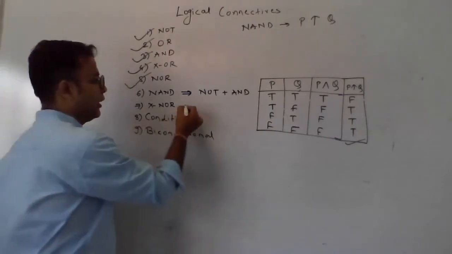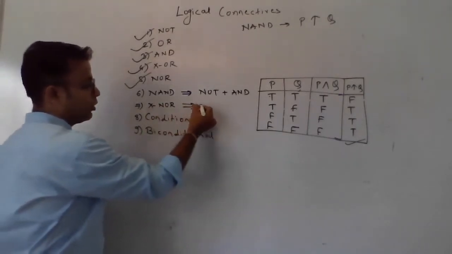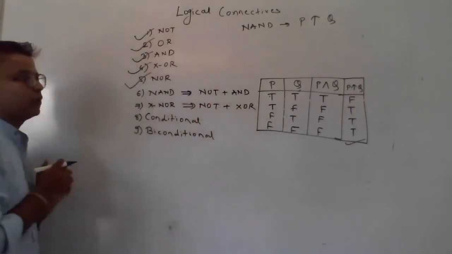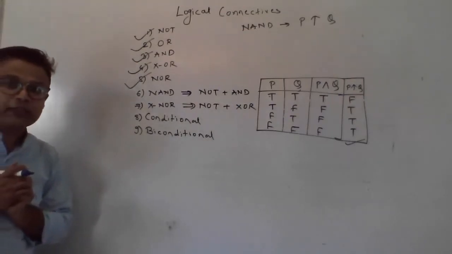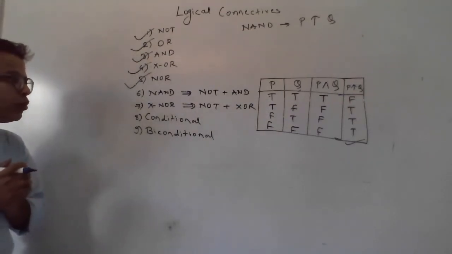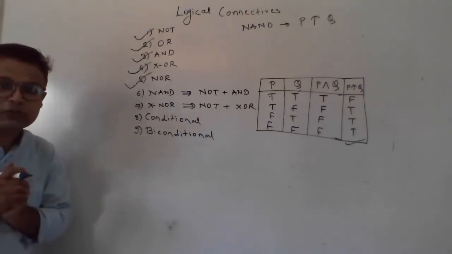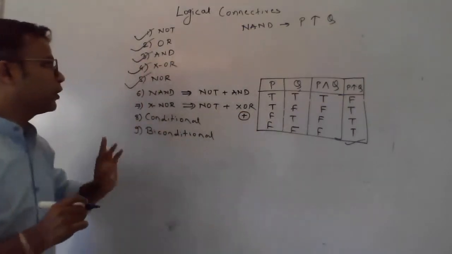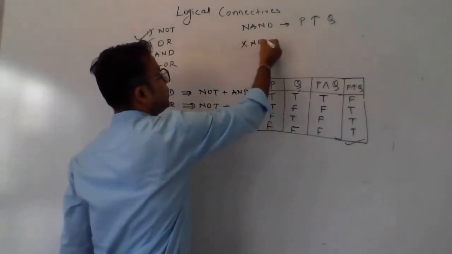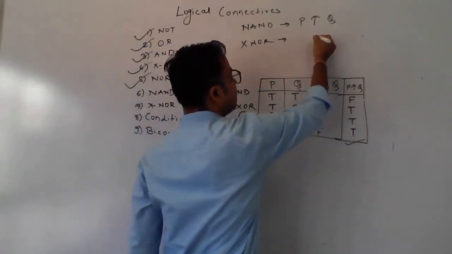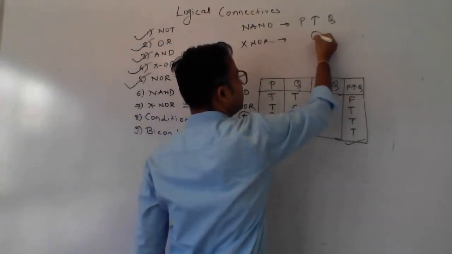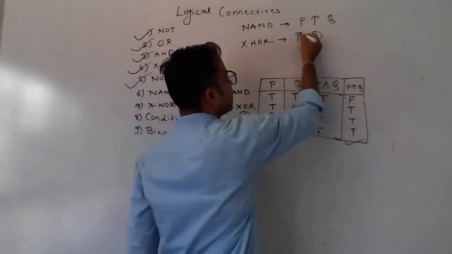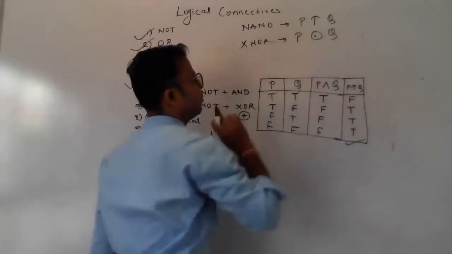Then the next one is XNOR. Again, XNOR is nothing but NOT plus XOR. It means it is the negation of XOR. We know the truth table of XOR, or we are aware of XOR. The notation that is used for XOR is an encircled plus. For XNOR, the notation used is an encircled dot. The encircled dot is used to denote XNOR. So if you have two statements P and Q, then their XNOR is denoted like P XNOR Q.